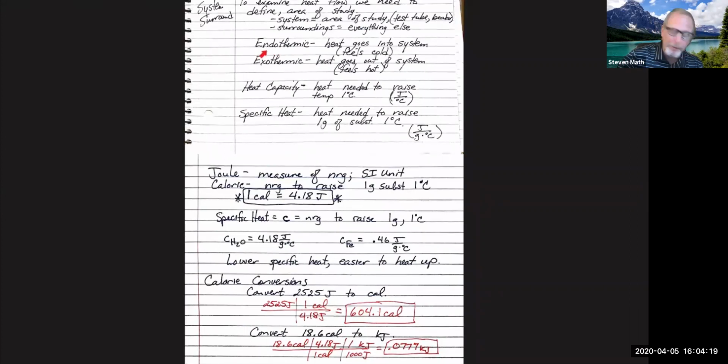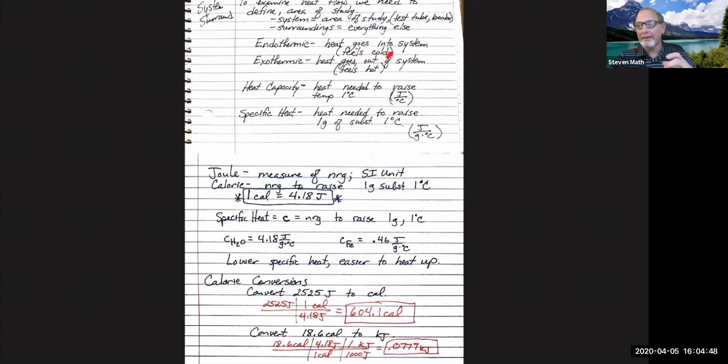Endo, as the name implies, means in. Heat's going to flow into the system, and it's going to feel cold to us. So when I grab my Diet Coke, it feels cold to me. Why does that Diet Coke feel cold? Well, heat's flowing from me into it. Heat is going into the system.